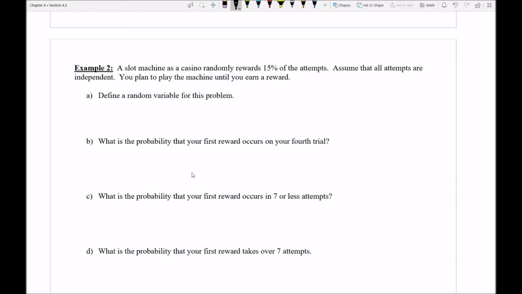And you plan to play the machine until you earn a reward. You're determined. You're going to sit there all night if it takes that long. Now we're going to try to ask some questions about this. And I can see here that I'm going to have a lot of probability questions coming up. So if this was a question on some sort of an assessment or exam, what I would want to be thinking first is how does this fit into the flow of the formula sheet?